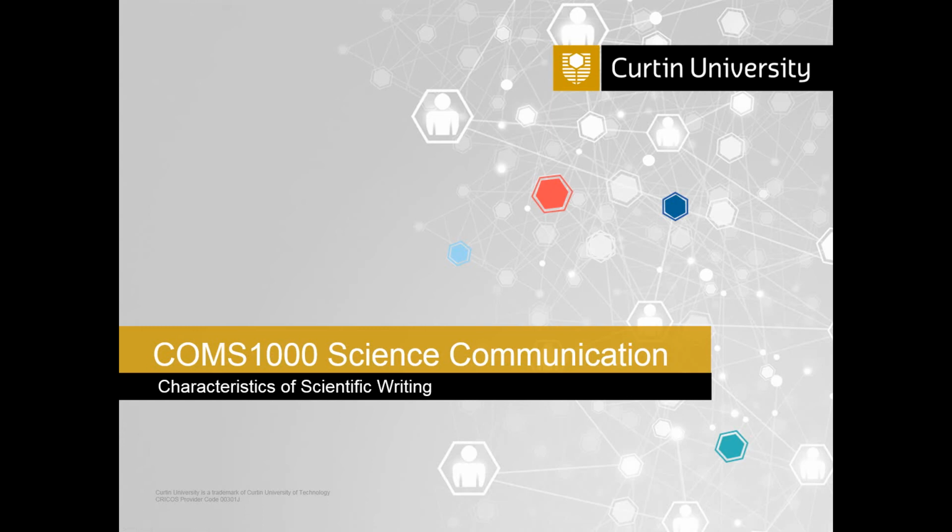This short video describes the key characteristics of scientific writing and how that type of writing differs from other types of writing. By embedding these characteristics in our writing, we ensure that we are writing as scientists, rather than writing like scientists or writing about science. These are three very distinct things.